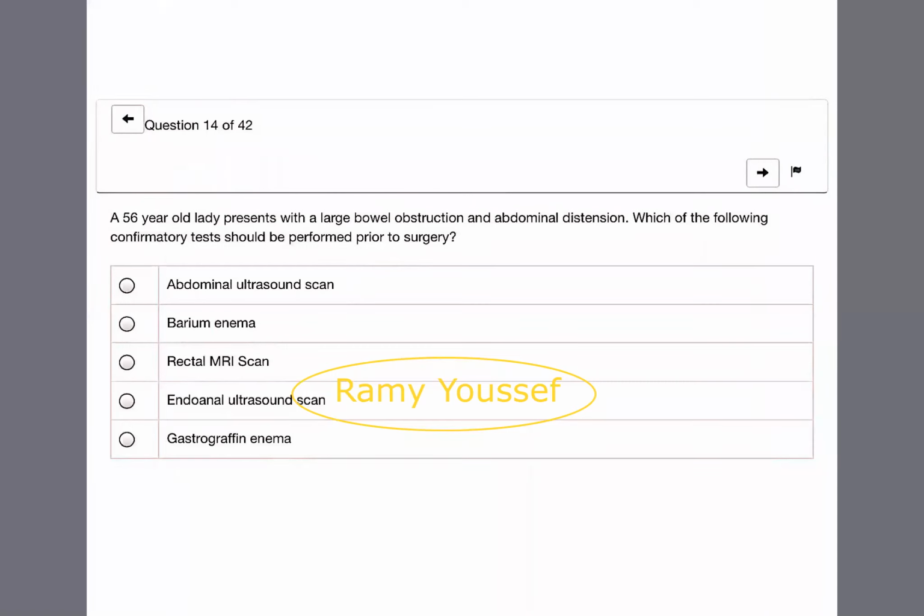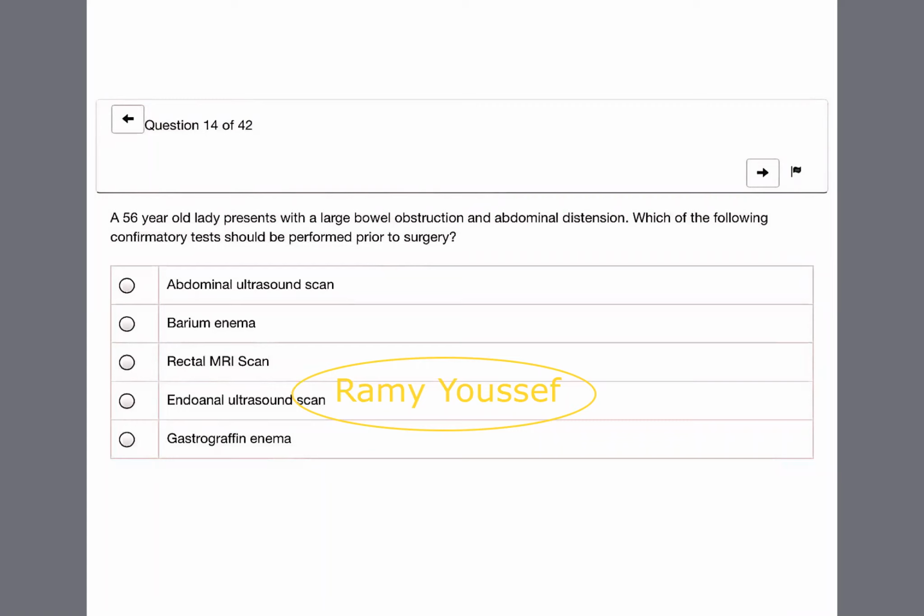Inguinal ultrasound, gastrography, large bowel obstruction. Gastrography enema to know the size of obstruction. So we don't know abdominal ultrasound. Oh, okay, barium enema. Why not the barium enema? Patient is diagnosed here, large bowel obstruction. Okay.